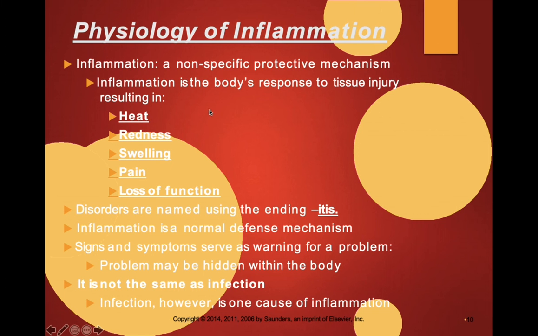So inflammation is a non-specific protective mechanism. And inflammation is the body's response to tissue injury. Okay? And it's normal. It is absolutely normal in an acute stage to have inflammation. It's always the first sign of healing. It's followed by heat, redness, swelling, pain, and loss of function.